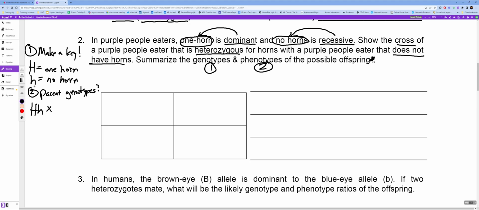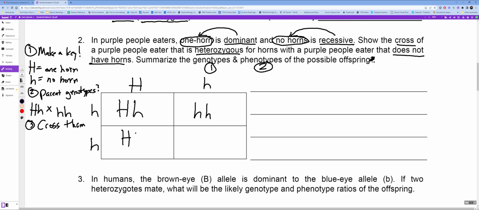If a purple people eater does not have horns, that means that by definition it has to be little h, because that's the only way a purple people eater can have no horns, is to have no dominant allele. This is the only way. So now we have the parents' genotypes. Step 3, let's cross them. All right, I'm going to put a big H and a little h up top. I'm going to put a little h and a little h on the side. And then, of course, at this point, it's just crossing them down.